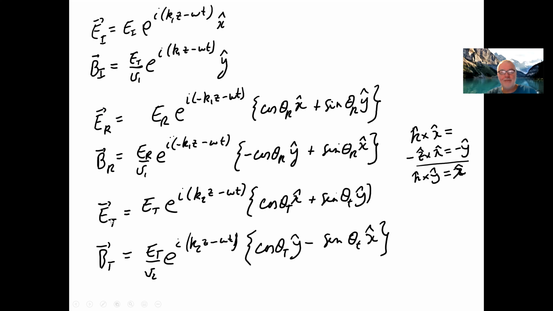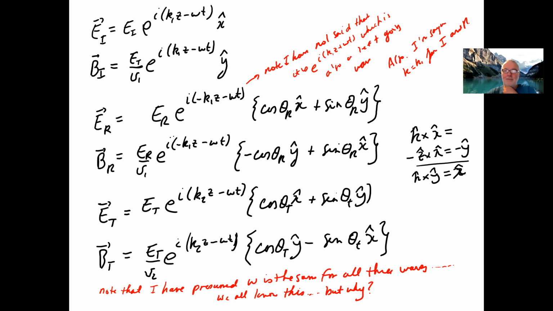And then the transmitted wave, again, it's just E transmitted times this exponential times this different n hat vector. And then my magnetic field, the transmitted magnetic field, is k hat for the transmitted wave cross E transmitted divided by V2. So that's E_T over V2 times the exponential times cos theta t y hat minus sine theta t x hat. And note that this is K2, that's K1, and that's K1.